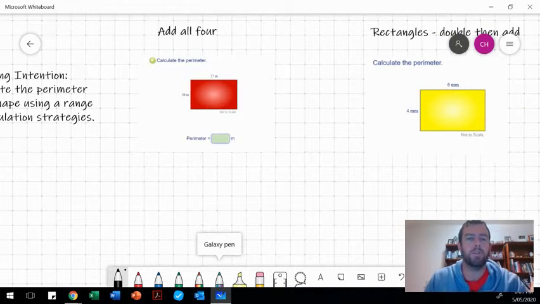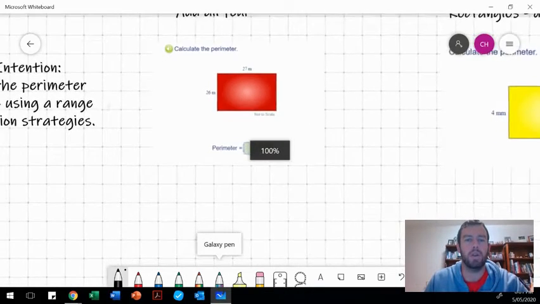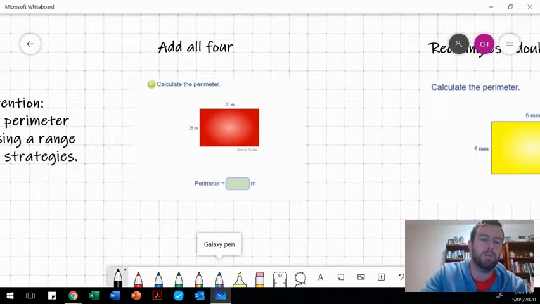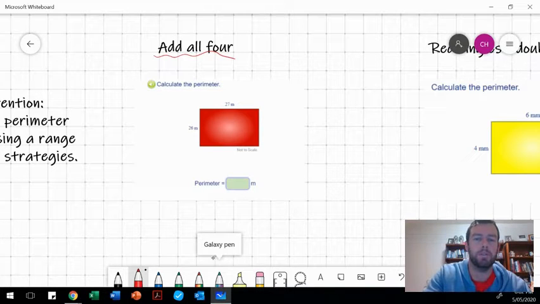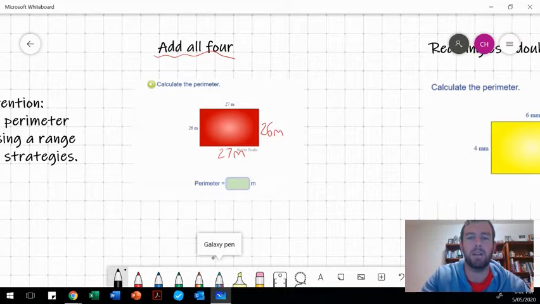Now, the first strategy I'd like to show you is what I've called add all four, which is where we simply add the lengths around the outside. So the first thing I need to do is make sure I know what this side is. I know that that's going to be 27 meters because opposite sides of a rectangle are the same. And I know that this side of the rectangle will be 26 meters. Now I know all of the lengths around the outside of the rectangle, I can add them together.